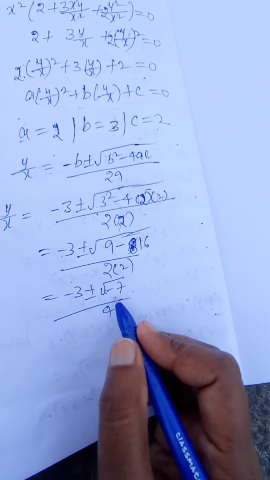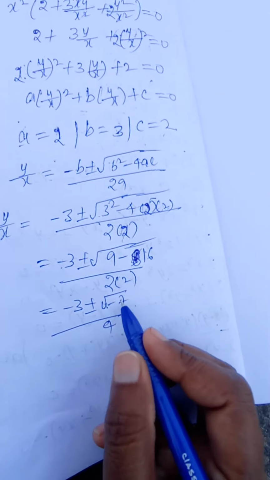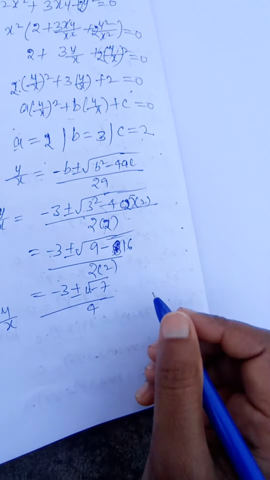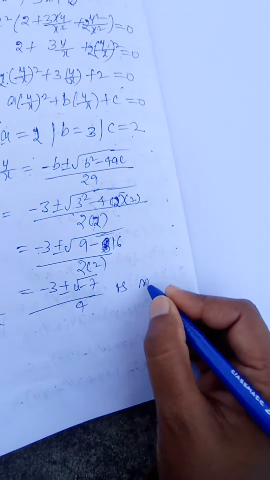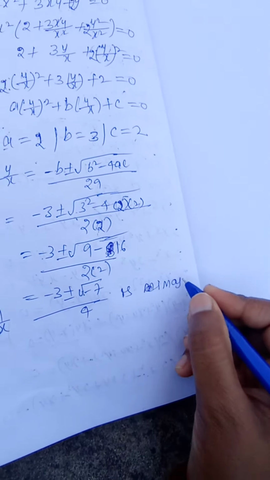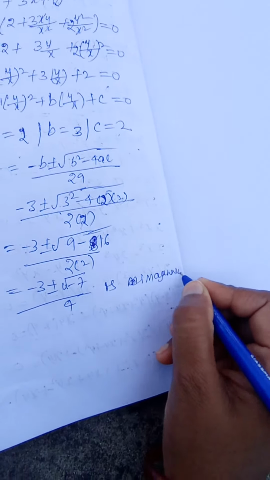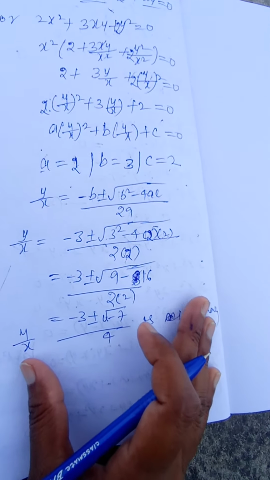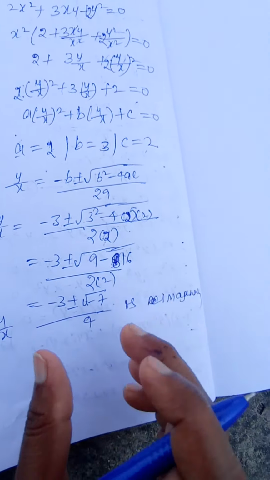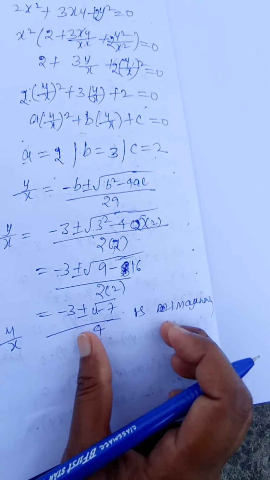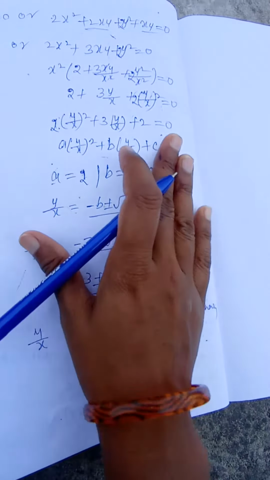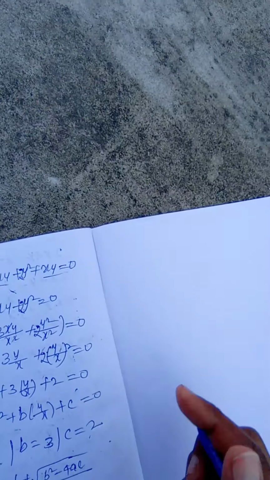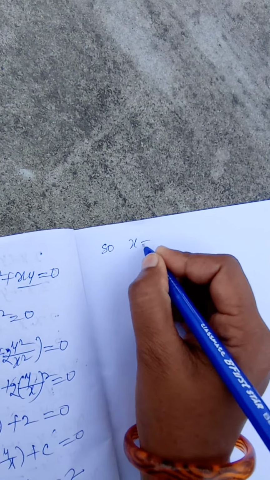So this is root of minus 7, which means this is an imaginary value. So we get y by x values as imaginary. For maximum and minimum values only real values are possible. So this imaginary value is not possible. So take x equal to y.